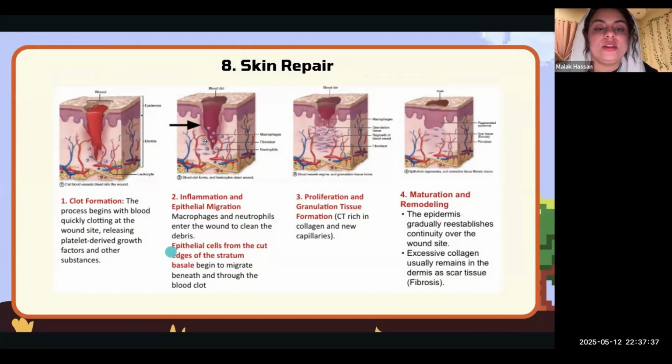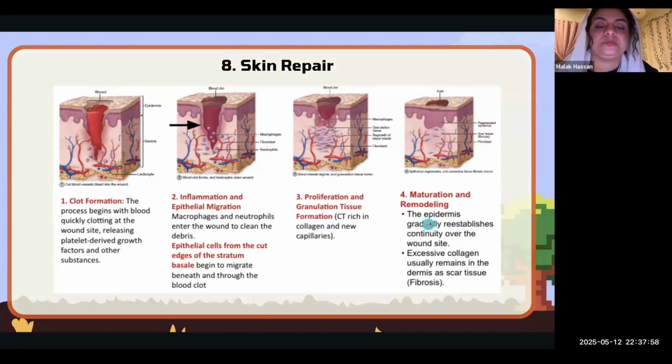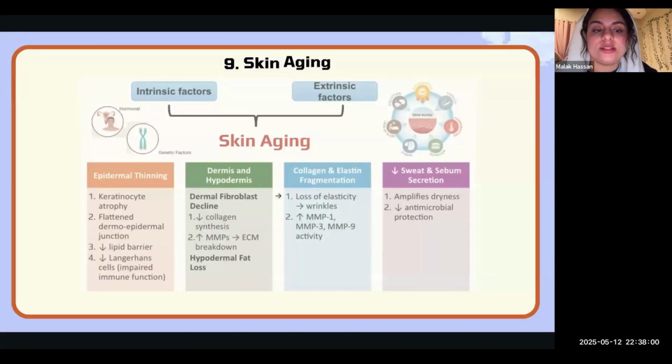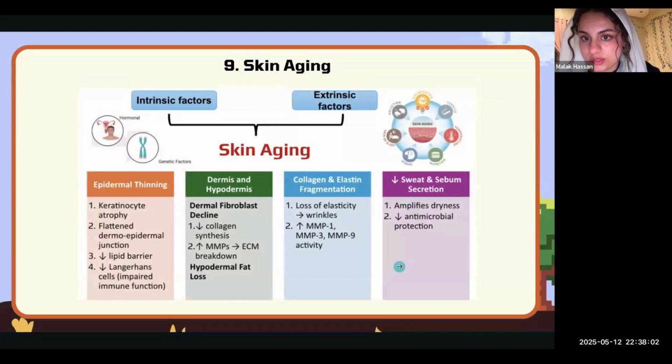Then you have inflammation and epithelial migration. Macrophages and neutrophils will enter the wound to clean the debris. Then proliferation and granulation tissue, connective tissue, which is rich in collagen and new capillaries. Then maturation and remodeling, so the epidermis will gradually reestablish continuity over the wound site. And finally, skin aging. I think you can just read over this.